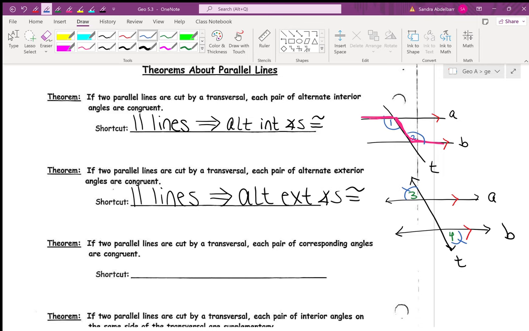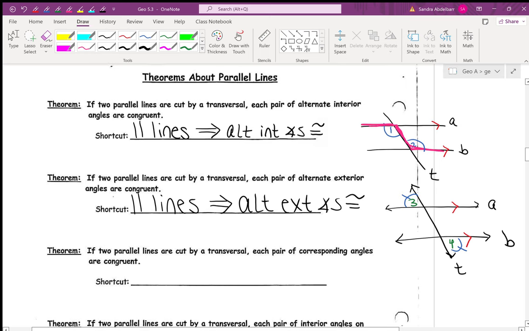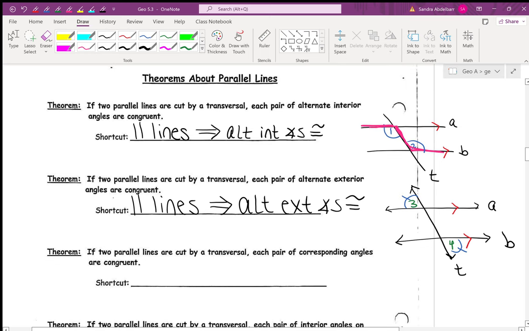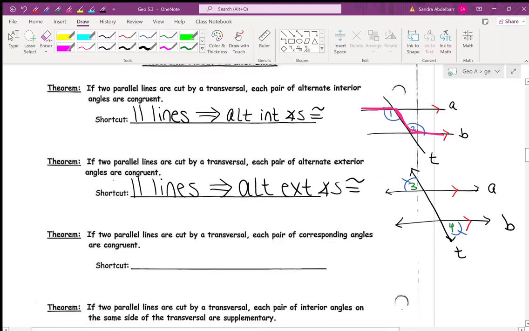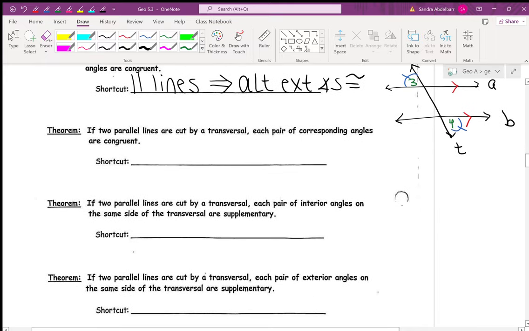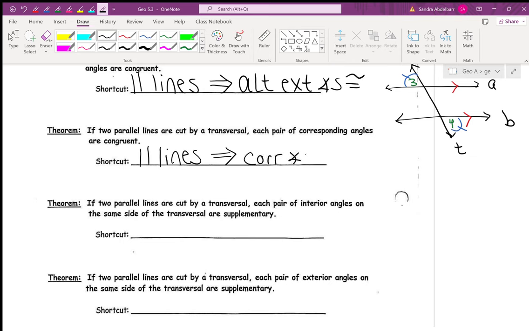All right, next one. If two parallel lines are cut by a transversal, each pair of corresponding angles are congruent. So once again, I'm giving you parallel lines, and we are going to conclude that the corresponding angles are congruent. So I'm giving you parallel lines, and then we'll draw an arrow, corresponding angles congruent.